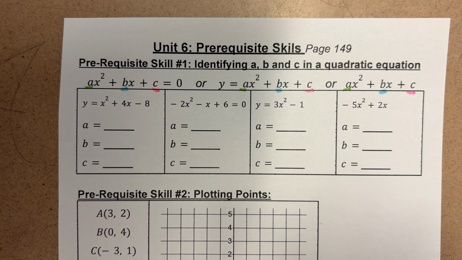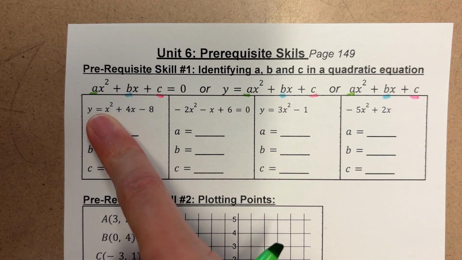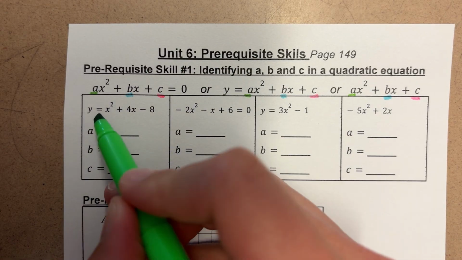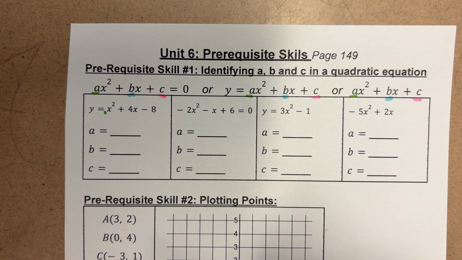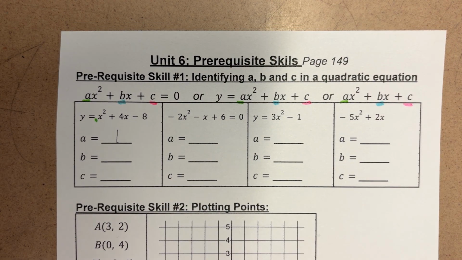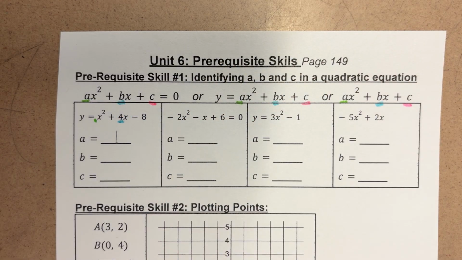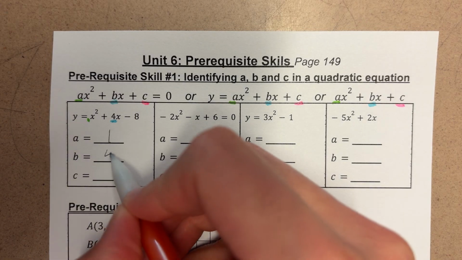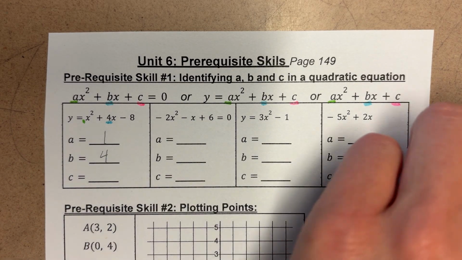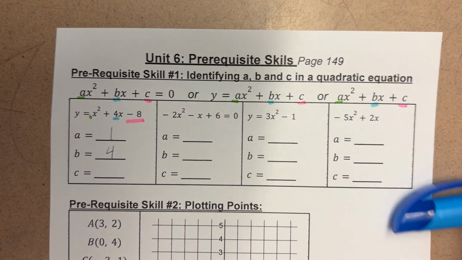So for example, in this one, this is the y equals format, right? Now look, what's this invisible number being multiplied by x squared right here? Oh, it's an invisible 1. Here, the a value is 1. And the b value is this number being multiplied by x. That's positive 4. And the c value is the constant, the number that's not being multiplied by anything, and that's negative 8.